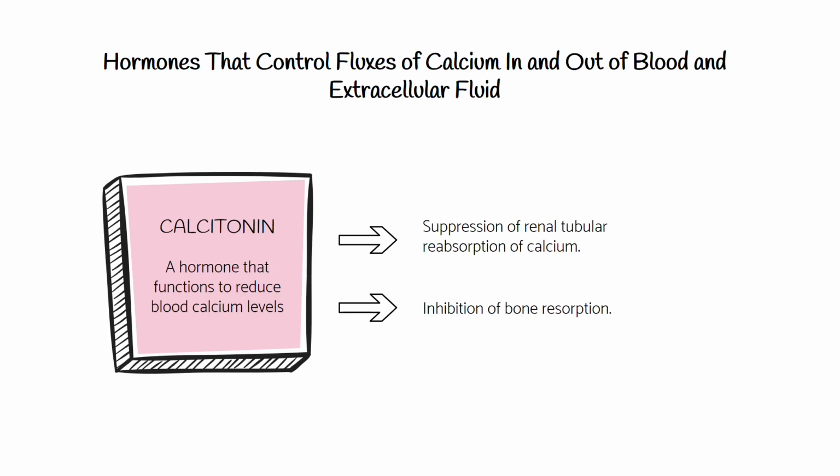First, it suppresses renal tubular reabsorption of calcium. In other words, calcitonin enhances the excretion of calcium into urine. And secondly, calcitonin inhibits the bone resorption, which will minimize flux of calcium from bone into blood.